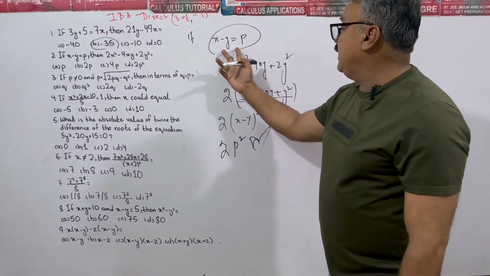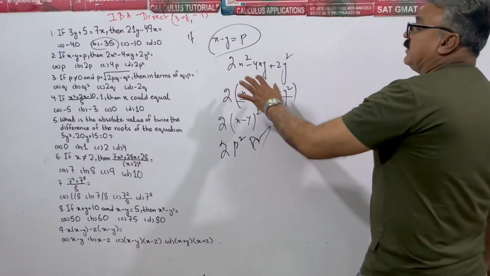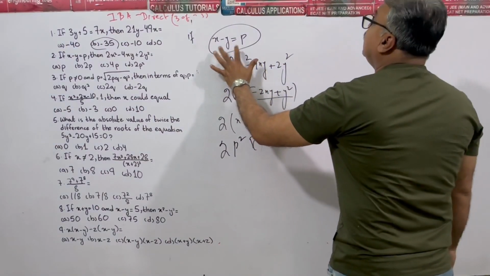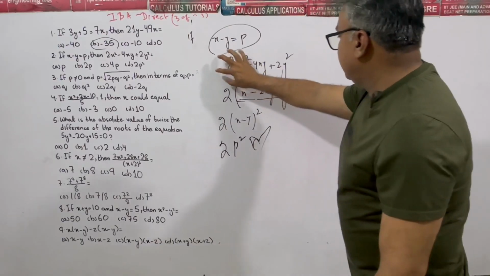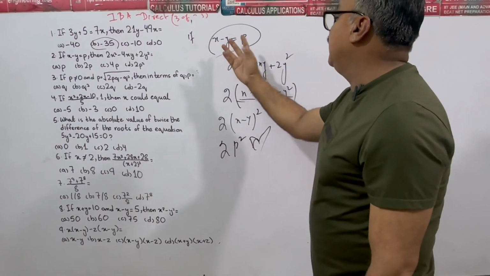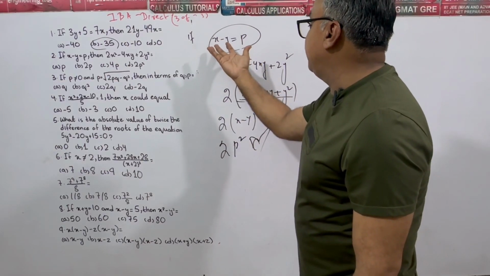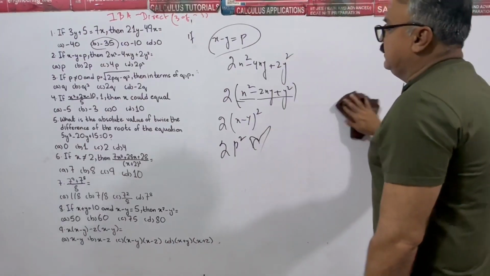That is the given part, and this is one way of solving it: I have managed 2x square minus 4xy plus 2y square in terms of x minus y. We can also open x minus y by squaring to get this. Let's see how.